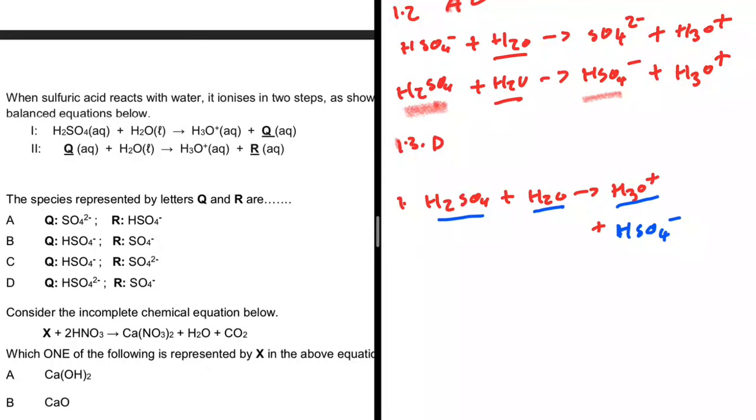So at this point we know that A cannot be our answer because it says Q is SO4 to the 2 minus. And then we know that, let's take a look, HSO4 minus, we know that D cannot be our answer because D says that Q is HSO4 to the 2 minus, and Q is clearly HSO4 to the minus 1, not to the 2 minus, right? So we have figured out what Q is.